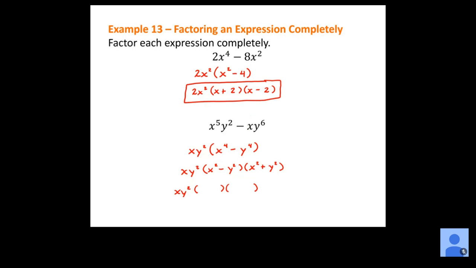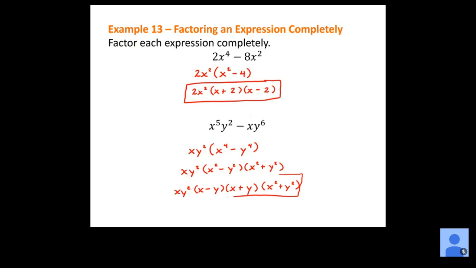Our next factor now is a difference of squares. So to get x squared, we have x times x. To get y squared, we have y times y. And because it's a difference of squares, one is negative, one is positive. And if we look at the last set of parentheses, x squared plus y squared, that is a sum of squares. We know we can't factor that, and so that's just going to stay x squared plus y squared.